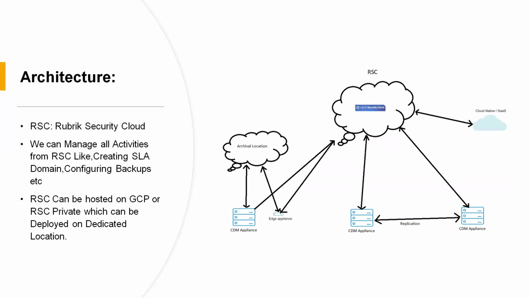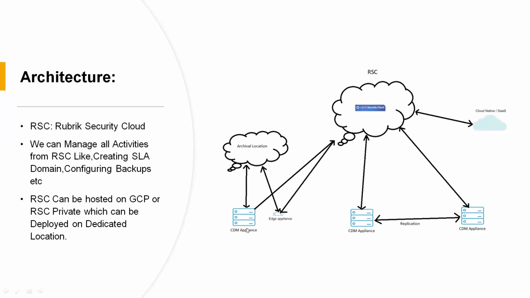This is a simple architecture of Rubrik. Rubrik first RSC. RSC is Rubrik Security Cloud, where an administrator or user can perform activities like configuring backups, SLA domains, performing restores, everything. We can perform all the activities from RSC. RSC is hosted on Google Cloud, or there is a dedicated location.